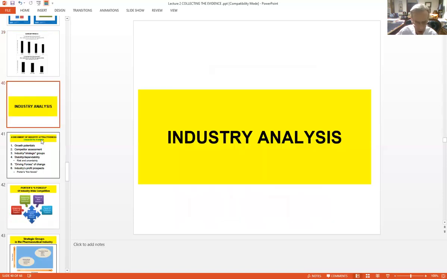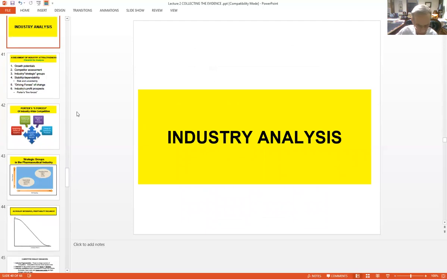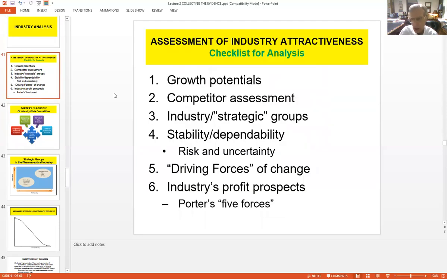Now, let's take a quick look at industry analysis, and we'll wind up this rather long lecture. But here we're going to take a look at ways in which to analyze industries and competition. And here's a little list of some of the ways in which we can look at industries in order to assess our competitive circumstances. So we could look at our industry's growth potentials. We could look at competition. We could look at what Michael Porter calls strategic groups, and I'll describe those in a moment, but different groups within an industry. We could look at the industry's stability.